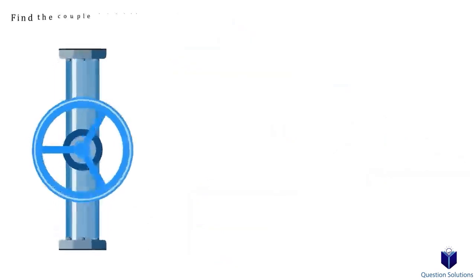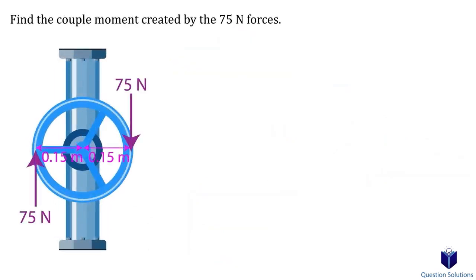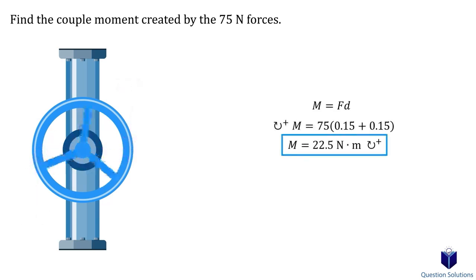Let's take a look at this question where we need to find the couple moment produced by two forces. The distance between the two forces is 0.3 meters, so all we need to do is multiply that by the force. We will assume clockwise movement to be positive, and that's our answer.